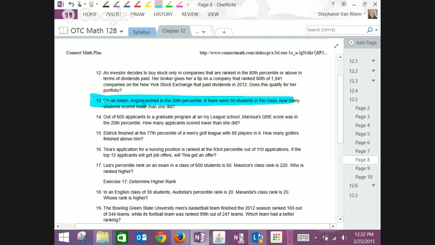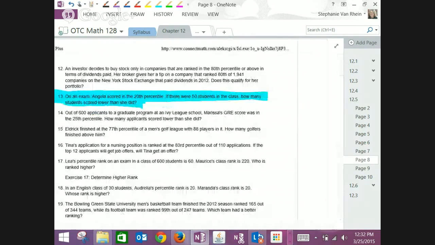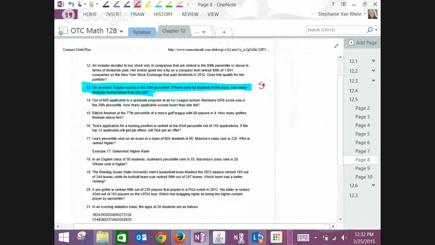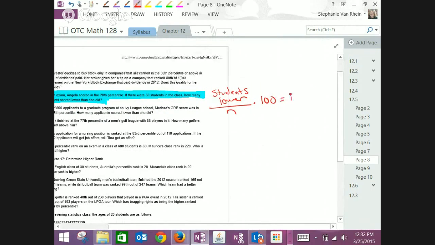Okay, 13. This one is where we're going backwards. This one we know her percentile. We want to find her rank, or we want to find how many students scored below her. So we're going to work kind of backwards here. We know the percentile. We don't know how many students scored below her. Students lower divided by n times 100 gives me my percentile.